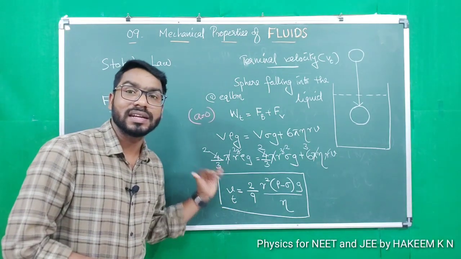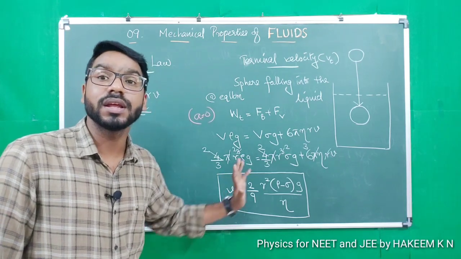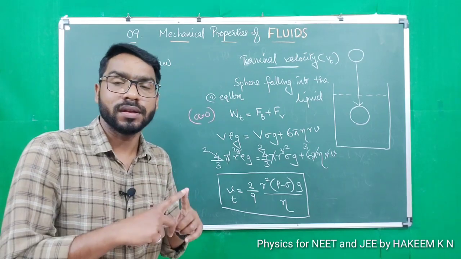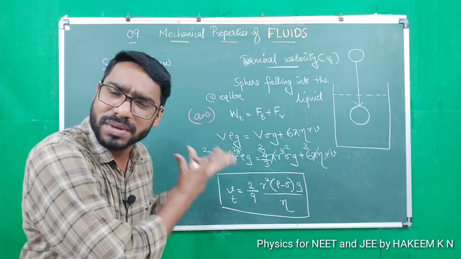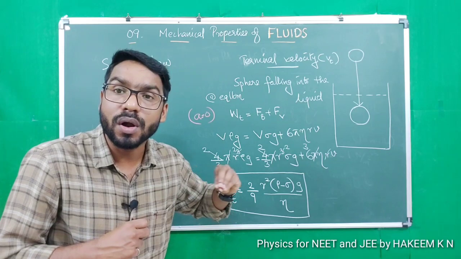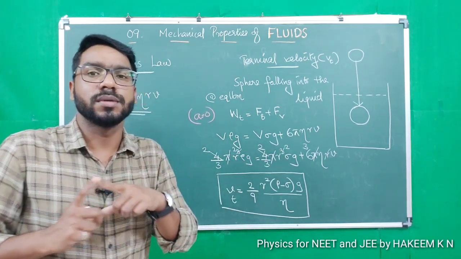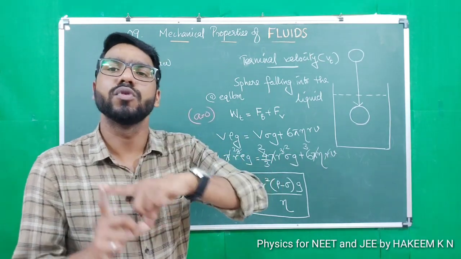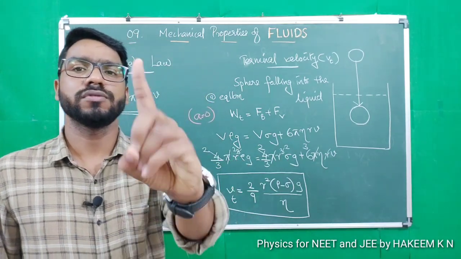This is called the terminal velocity of the body. It is the velocity when the net force on the body becomes 0. That velocity may be 0, or that velocity is constant throughout the motion. Because if there is no net force, then the body will move with constant velocity according to Newton's first law of motion.